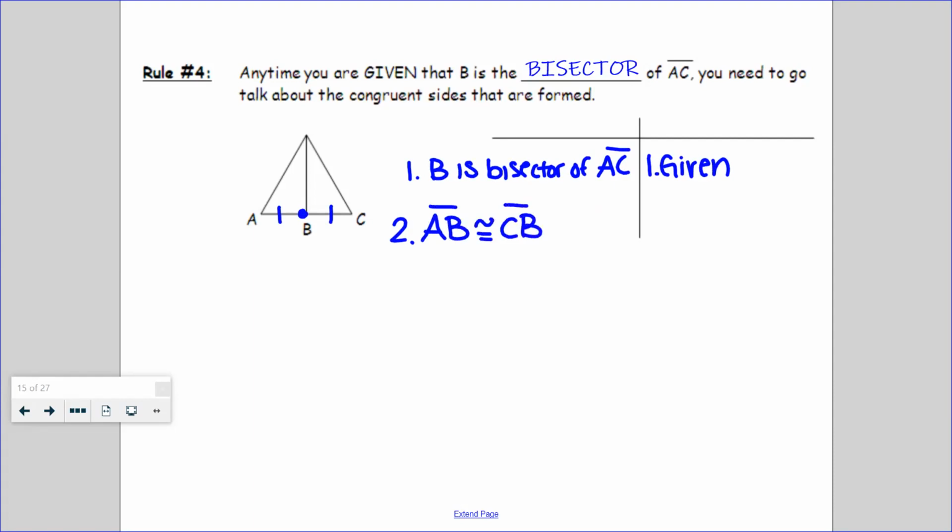But this time it's not definition of midpoint, because that's not the vocab word they used. What vocab word did they use? Bisector. So it'd be definition of bisector.